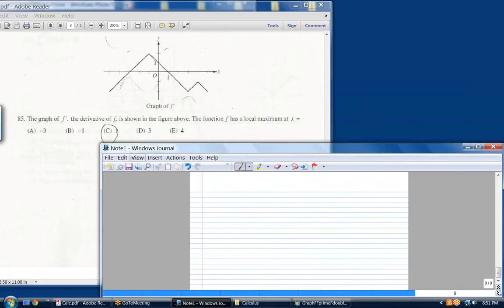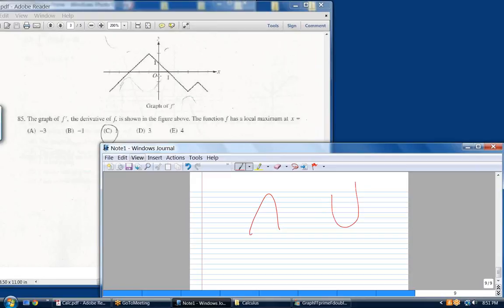Okay, the graph we're looking at is f prime, the derivative of f. The function f has a local maximum at x equal, what are the two possibilities? It should be either 1 or negative 3. Correct, because that's where the first derivative is equal to 0. Okay, which means the original function either looks like that or it looks like this at those 2 points.